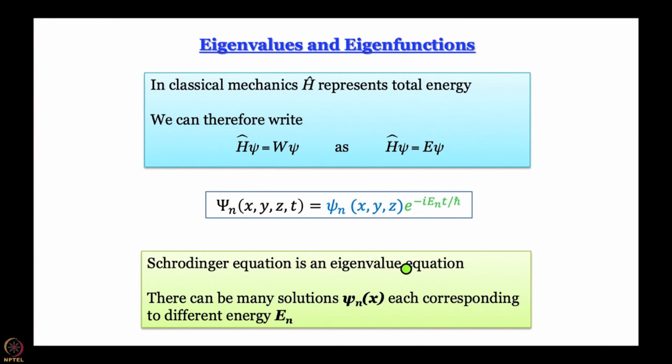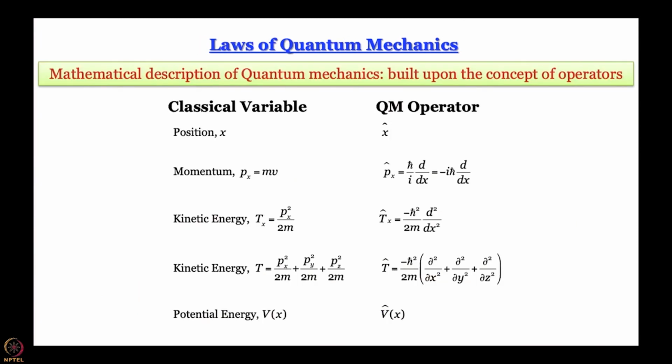But what we get from here is an idea of how to go about framing the ground rules of quantum mechanics, and that is what this module is about. So, you see that we have got the Schrodinger equation, which is an eigenvalue equation. So, from here we go to this postulate that for every classical variable, every physical observable, there is going to be a quantum mechanical operator. We have already come across the total energy operator, the Hamiltonian, so it is not listed here.